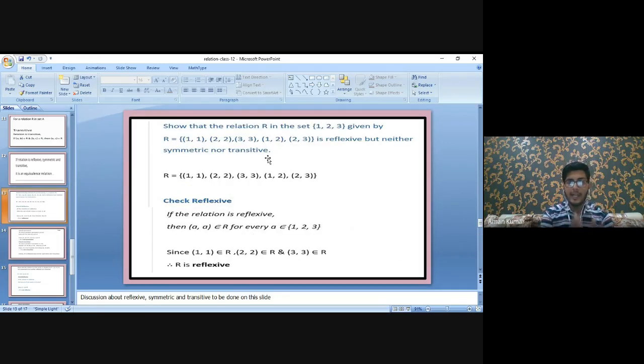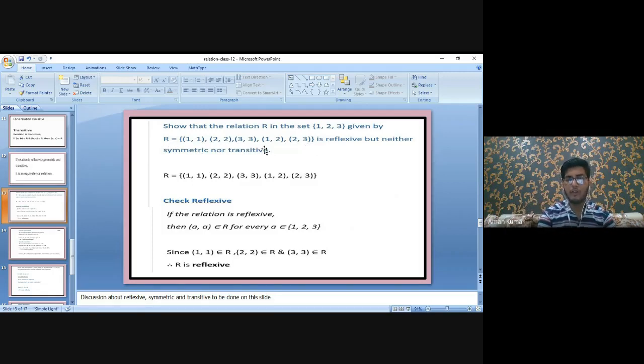Now to check the transitivity, we need: if (a, b) belongs to R and b is further related to c, that means (b, c) belongs to R, then (a, c) must also belong to R. But here we can check that 1 is related to 2 and 2 is further related to 3, but 1 is not related to 3. That means the ordered pair (1, 3) does not belong to the relation R.